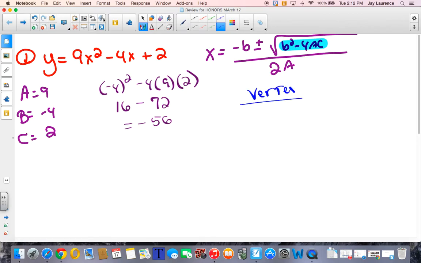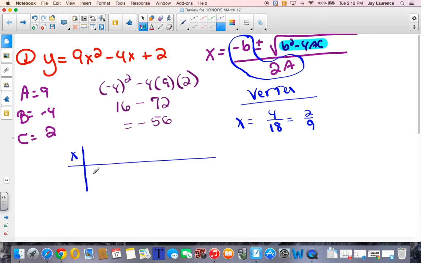To find my vertex, I use this part of the quadratic formula, right? So I go x equals the negative of b over 2a, which would be 18 because a is 9, which ends up being 2/9, right? And now to find the y-coordinate of my vertex, I can make a little table here to organize my work, or my answers, I should say.